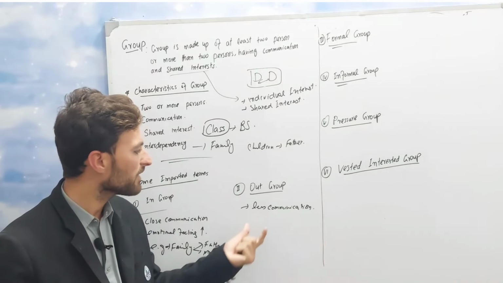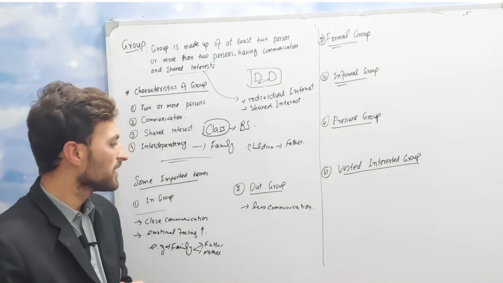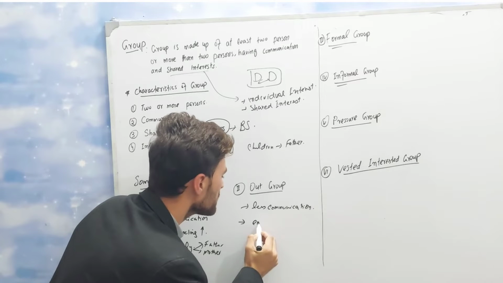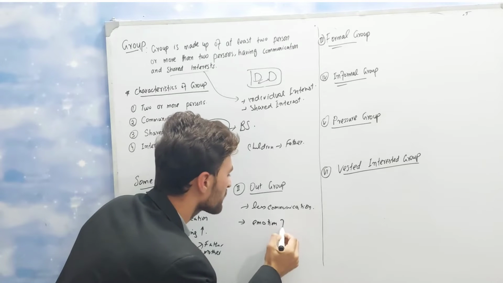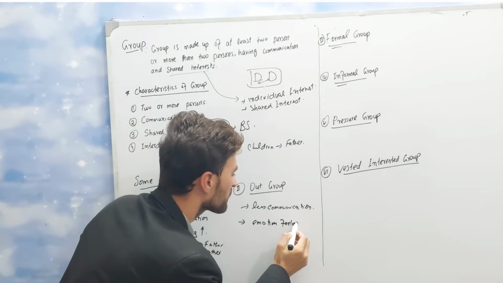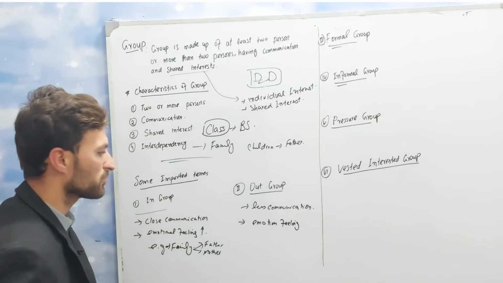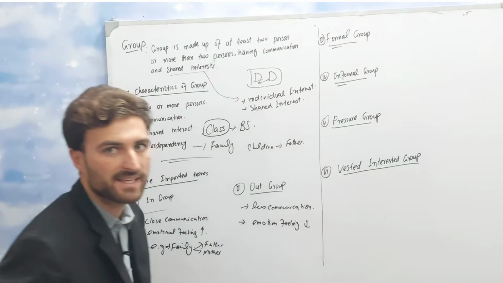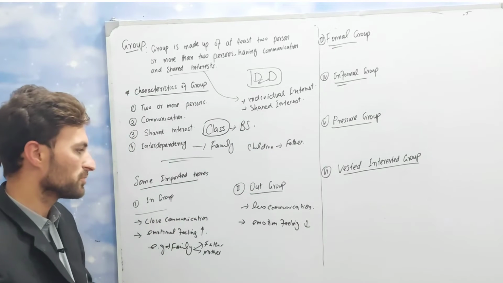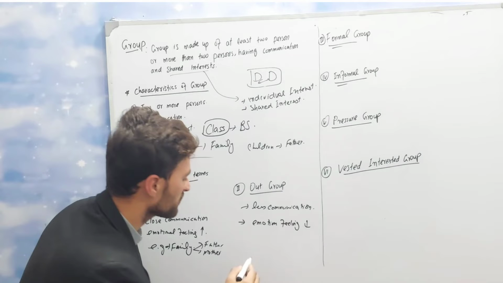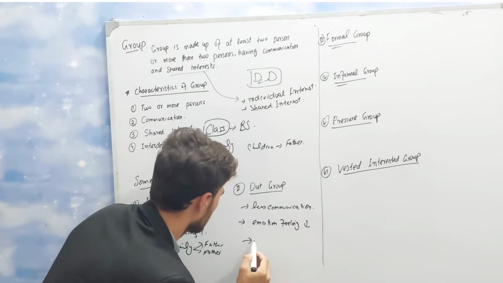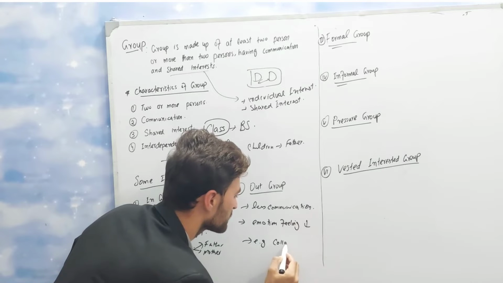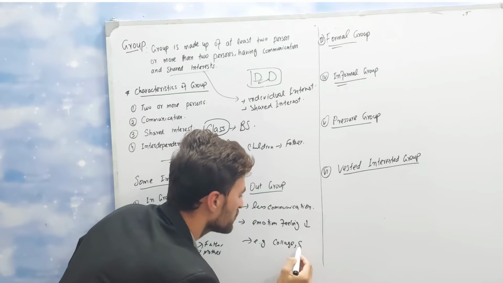Out-group will have less communication. And the second point is that their emotional feeling will not be like the in-group people. Their emotional feeling will be very less as compared to this group. We can take, like, college or school.